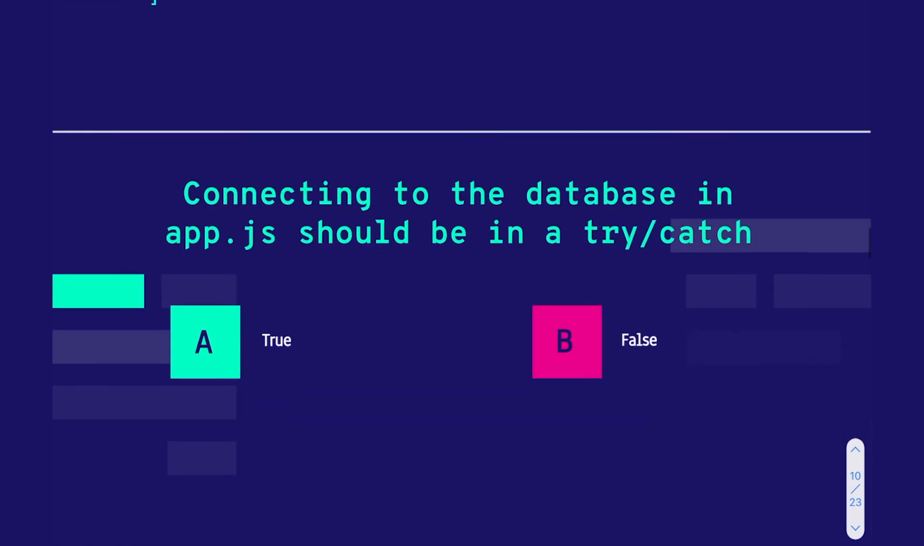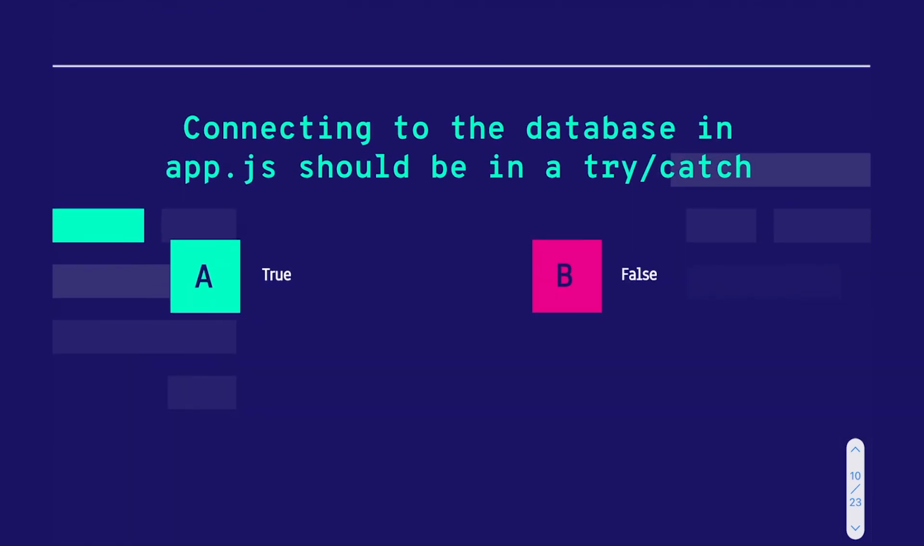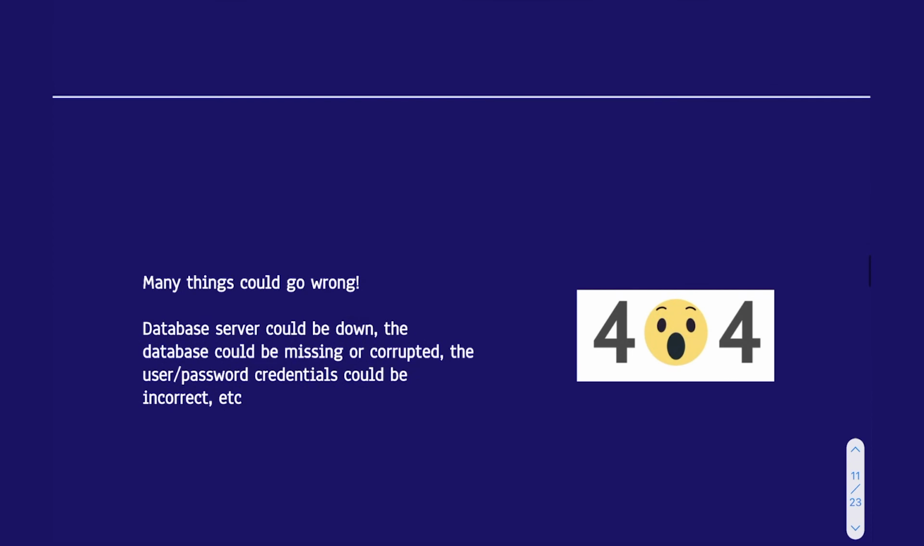Next question. Connecting to the database in app.js should be in a try-catch. A, true, B, false. The correct answer here is true. Yeah. So, like I've said in the previous quizzes, we want to put things in a try-catch that could potentially fail, that won't 100% of the time succeed. And we never know with databases. There are many, many things that could go wrong. Say, for example, the server's down, the database is missing or corrupted, or you didn't put the right username or password. All these things could go wrong. And in that case, we want to catch that error.